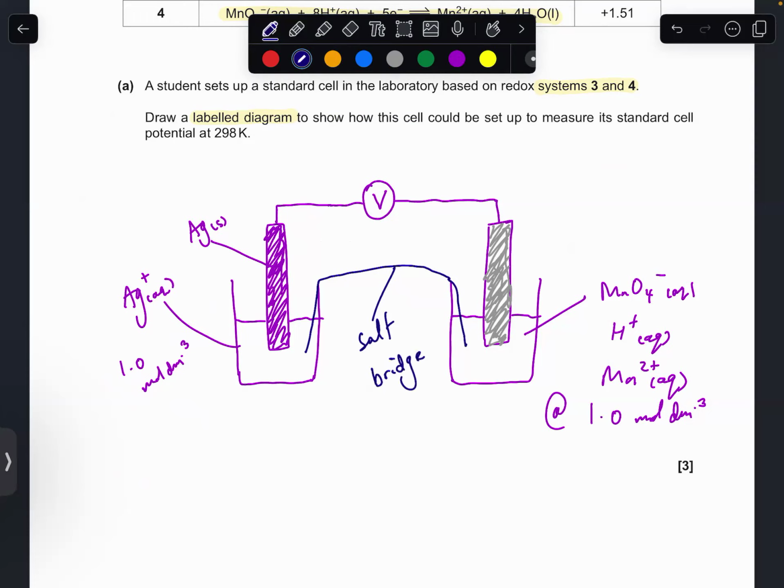Three marks from complete circuit and voltmeter and salt bridge. So you get a mark for that. You got the silver Ag and Ag plus at 1 mole per decimeter cubed, and 1 mark for that. And it must be, oh, we didn't label this, platinum electrode. Platinum electrode, MnO4 minus, Mn2 plus, and H plus, all at 1 mole per decimeter cubed. 3 marks.